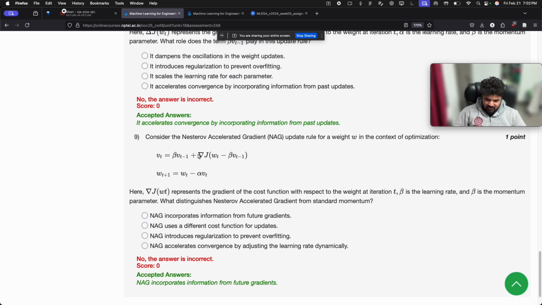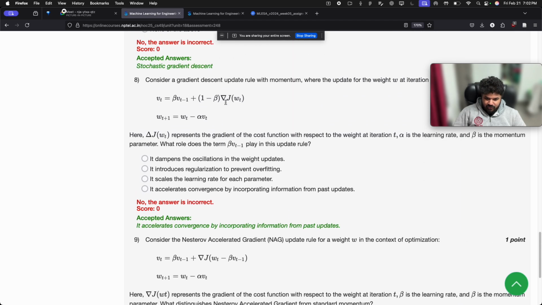These gradients, you see, these gradients. Okay, what did we do here? We took gradient of Wt. We subtracted the past gradients from the current weight. What is this thing? This equation is simply this equation.